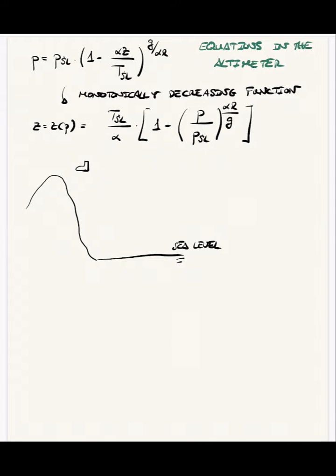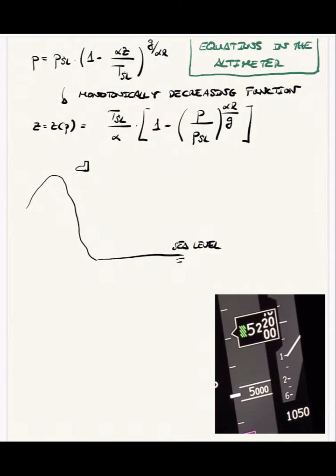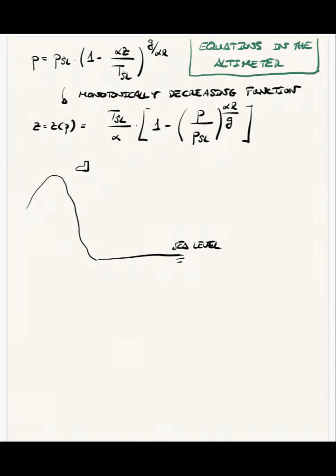Good. So now that we've seen how pressure evolves with altitude, we're going to care about the equations in the altimeter. The altimeter is an instrument such as the one I'm showing you now on the screen that is going to give me some vertical position information. It's probably going to be an altitude or a height or whatever I want, as we're going to see.